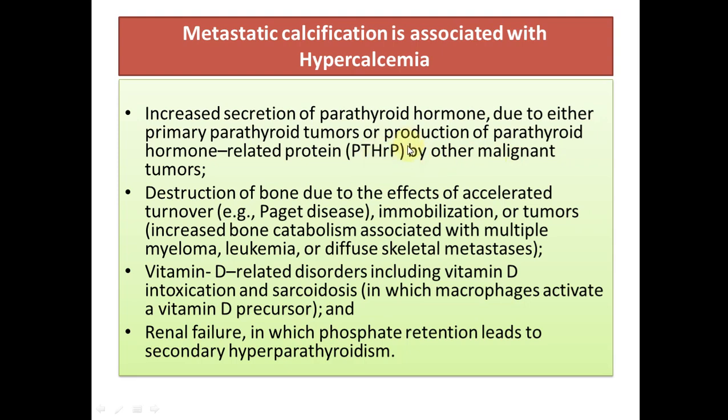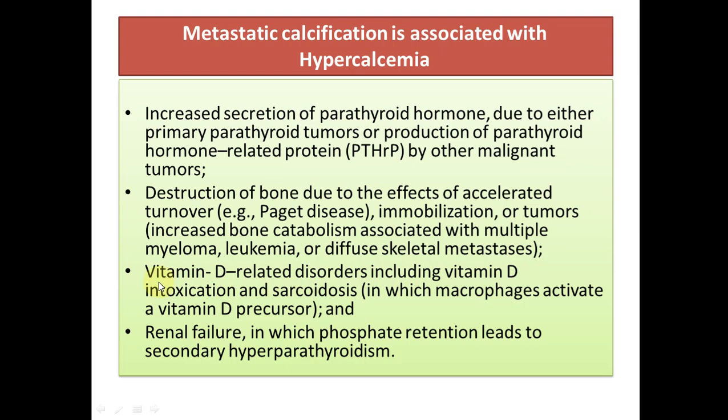Other conditions that may lead to hypercalcemia include excess destruction of bone, which occurs during accelerated turnover. This type of situation occurs in Paget disease and when the bones are immobilized, for example after a fracture. There are also tumors that may cause increased bone breakdown, for example in multiple myeloma, leukemia, and sometimes in diffuse skeletal metastasis as is seen in different cancers.